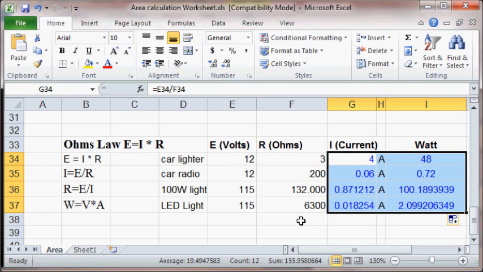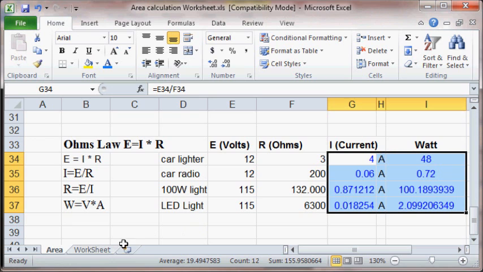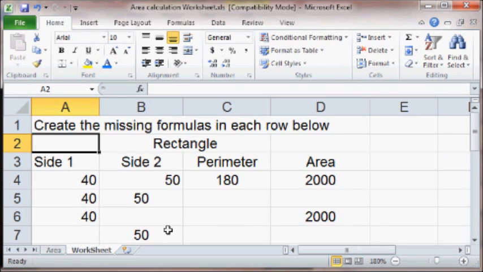Well, good. Let's move on to something a little less defined. Let's go to a worksheet and see if we can be challenged to solve some of this ourselves.